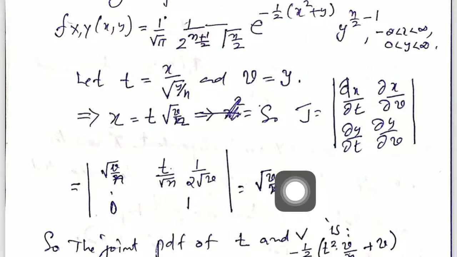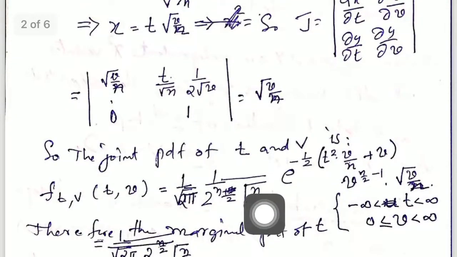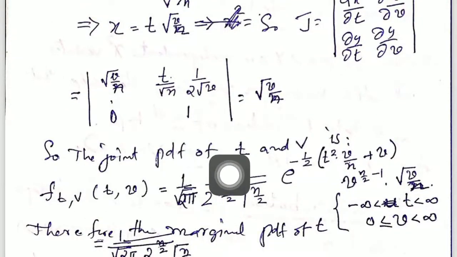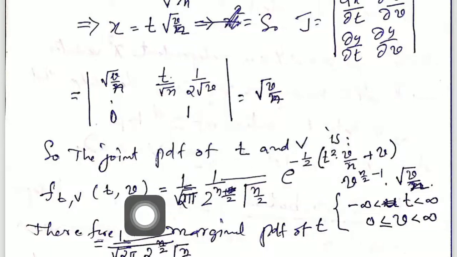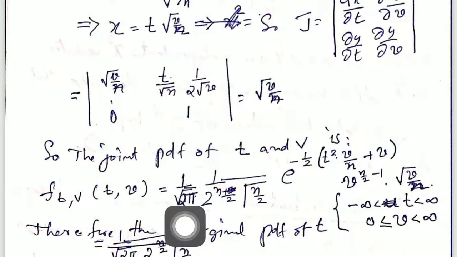Okay, and what is v? V is a chi-square random variable because v is equal to y, therefore this is of course positive. So mod j is also equal to root of v by n. Okay, so the joint PDF of t and v, the transformed variables t and v, is ftv of tv, that is equal to 1 by root 2 pi 2 to the power of n by 2.